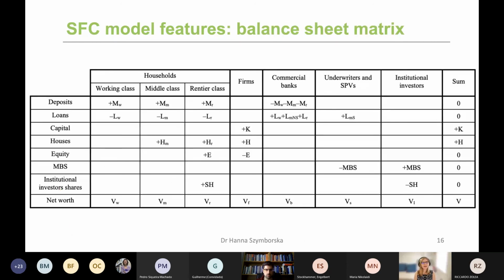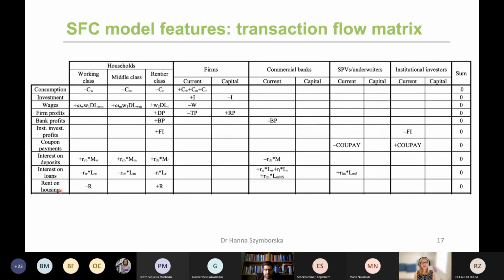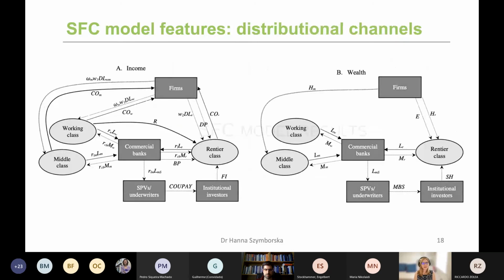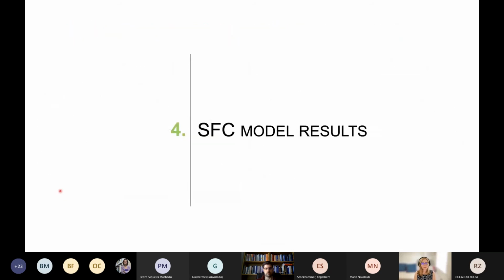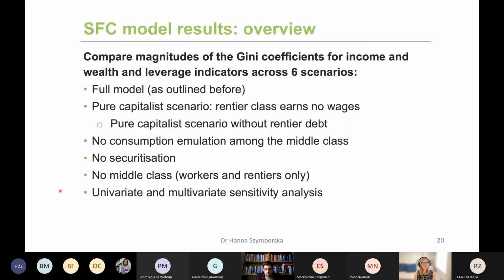So I'm going to skip these matrices, which again I'm happy to discuss in the discussion. Overall, the way I use the stock flow model is again slightly different. I'm basically simulating the full baseline scenario as outlined before, with the technical details being in the paper, and I can discuss them later to go through the nuance.